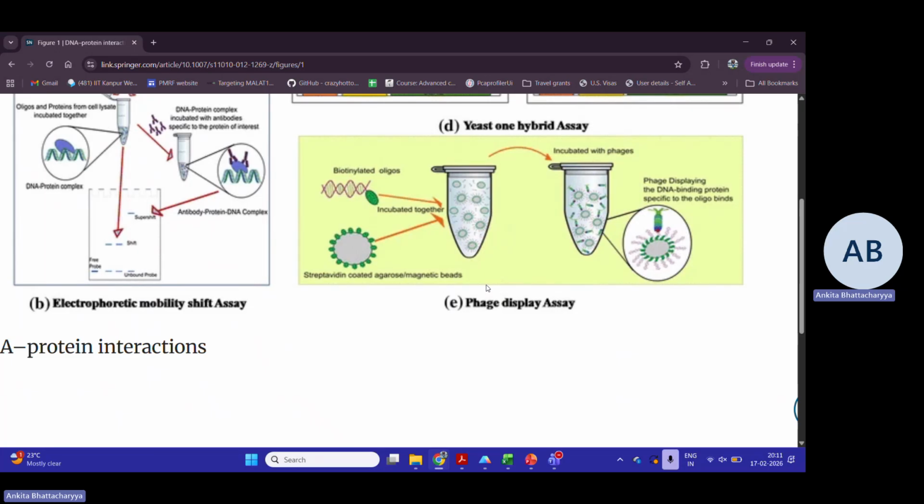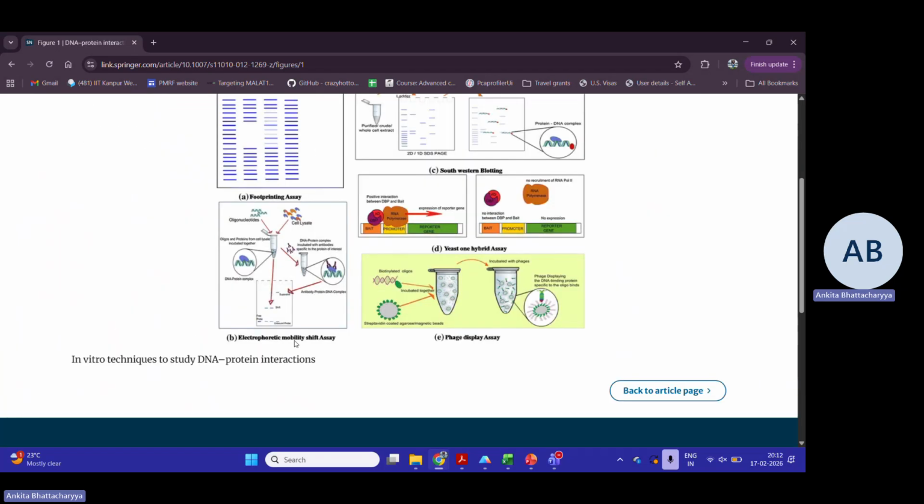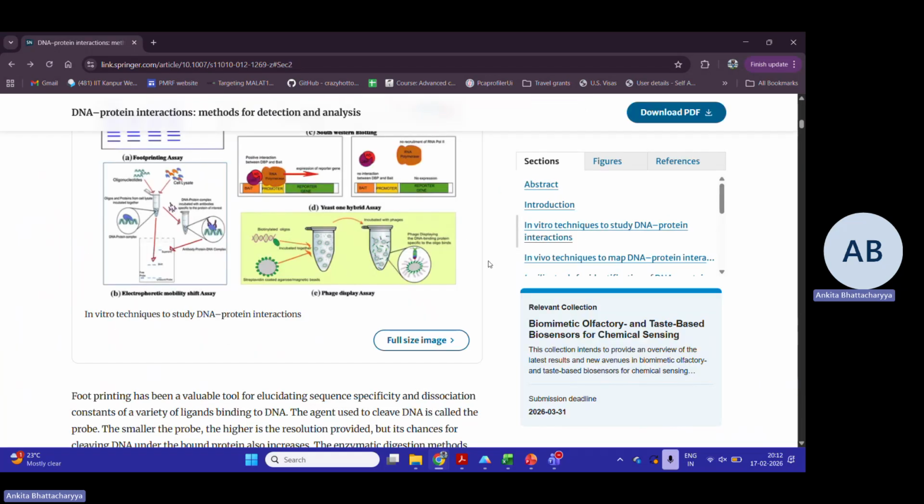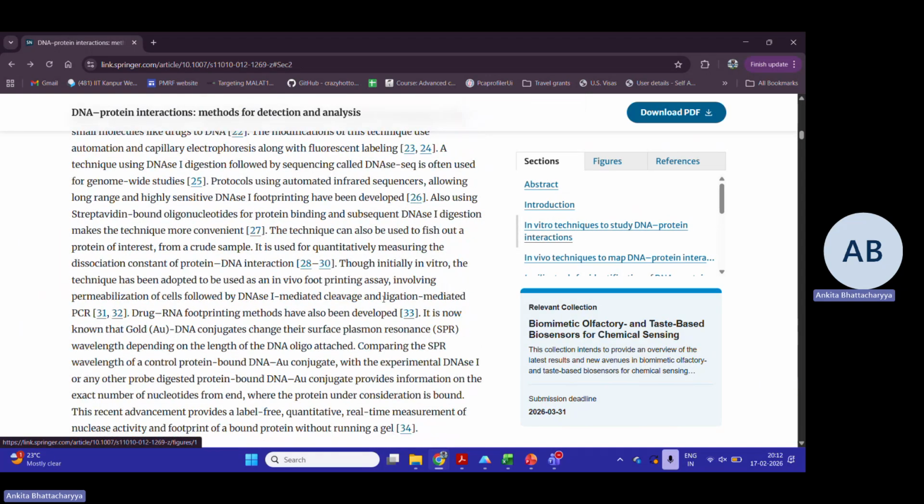Then you have the phage display assay, where you have biotinylated oligonucleotide sequences, which are incubated with magnetic beads or agarose beads, which have been coated with streptavidin. Then you incubate it with phages, which process these oligonucleotides, which are biotinylated, and they display it on their surface, and to which the DNA binding protein, which is specific to the oligo, is able to bind. So these are other strategies as well. You can read about it in a lot of detail.